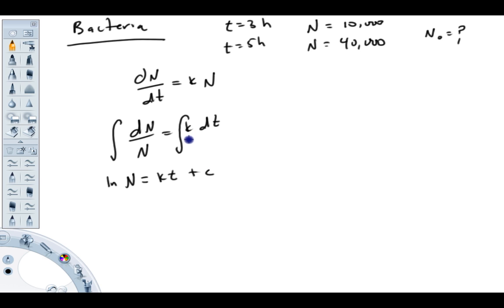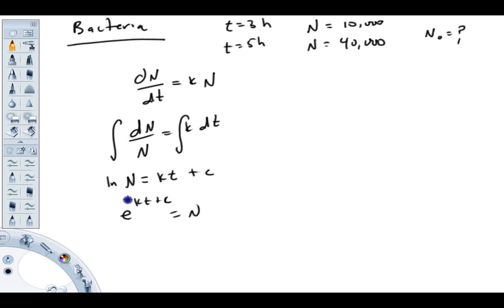Now keep in mind this right-hand side is the integral of k dt. There is no t here, so it's just like the integral of, say, 2 dx, which would integrate to 2x. This can be written now in exponential form, e to this power equals n. And again, this is just some constant.